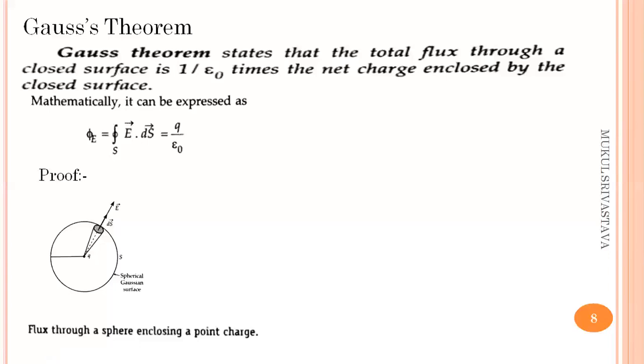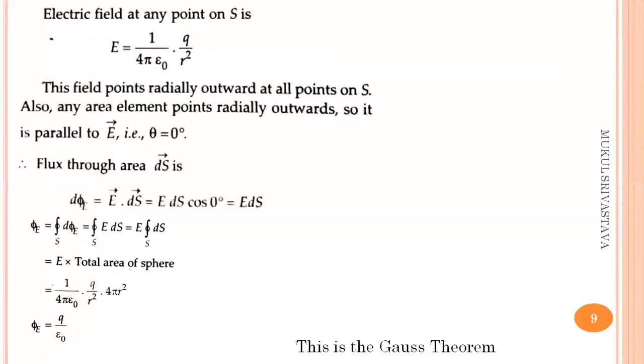So we see that the electric field is given by E equals 1 upon 4 pi epsilon naught q upon r square. In this case, the electric field at any point on S is given by E equals 1 upon 4 pi epsilon naught q upon r square. Now the flux through the area ds is given by d phi E equals E dot ds vector. The angle between E and ds is 0 degrees, so E ds cos 0 degree equals E ds.